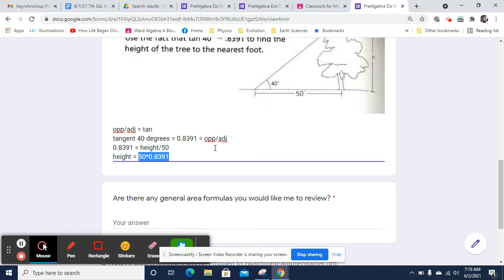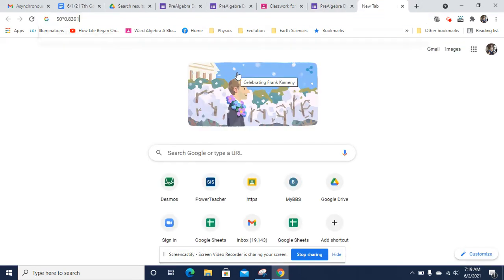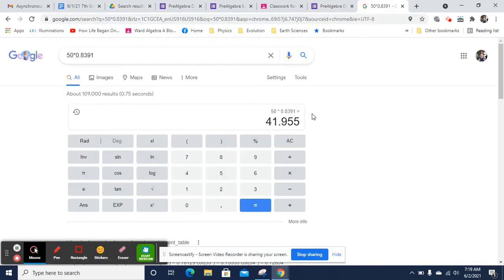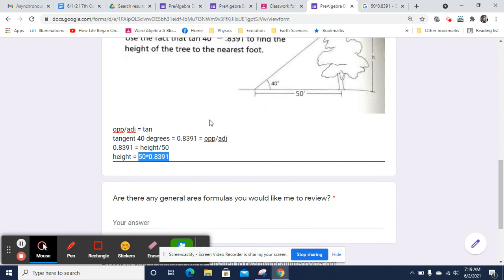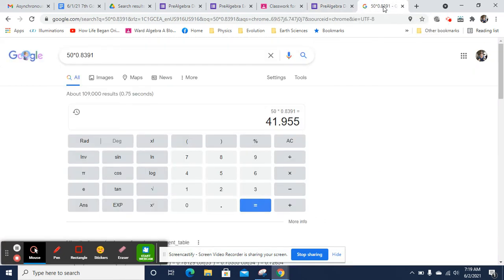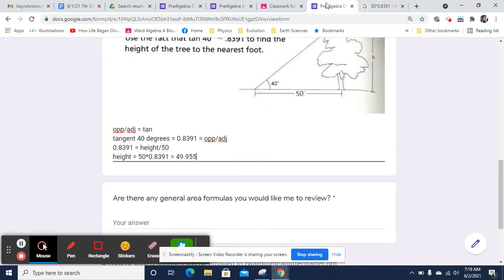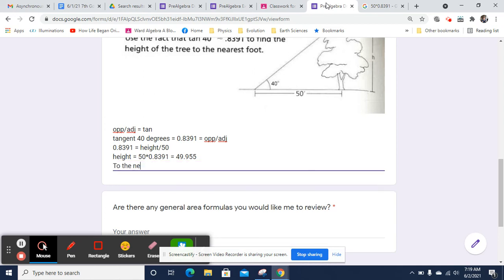So I'm going to do that. Go to a calculator, and we end up with 41.955. Now we're asked to find this to the nearest foot. So when we got 49.955, I believe it was, yes, 49.955, the nearest foot is going to actually be 50 feet. Well, it's actually not truly 50 feet because 40 degrees is not 45 degrees. It's obviously a little less than 50 feet.